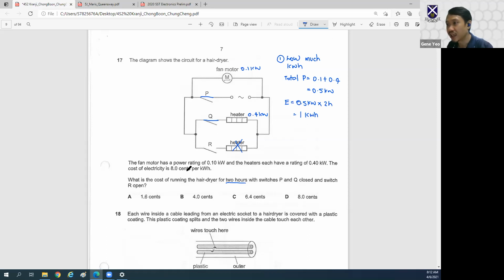The cost of electricity is 8 cents every kilowatt hour. So if I only use 1 kilowatt hour, the cost is just 1 times 8 cents. And that gives me a total of just 8 cents. So the answer is D. Okay?